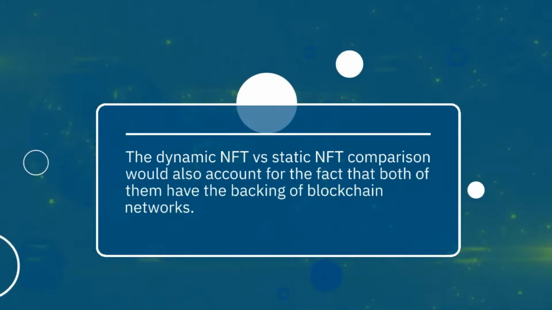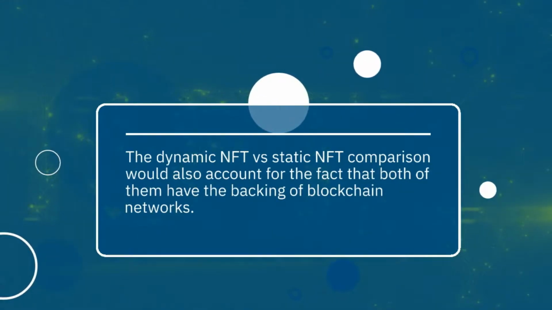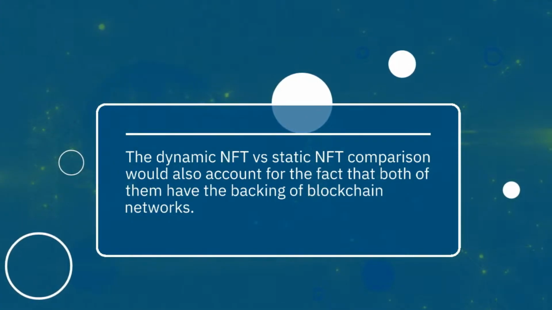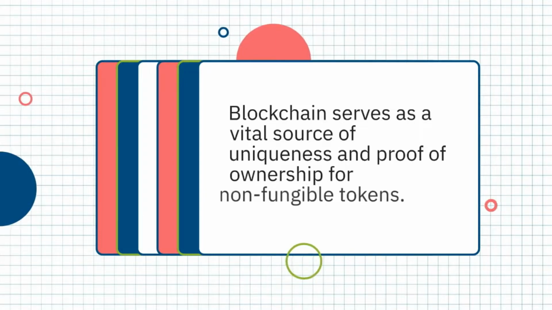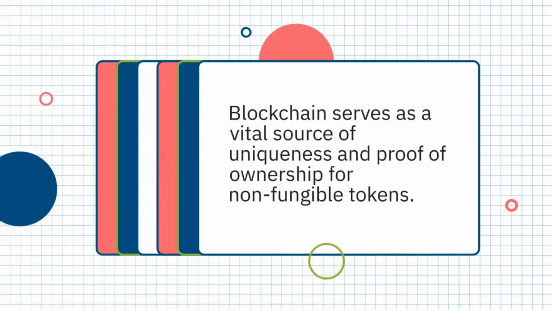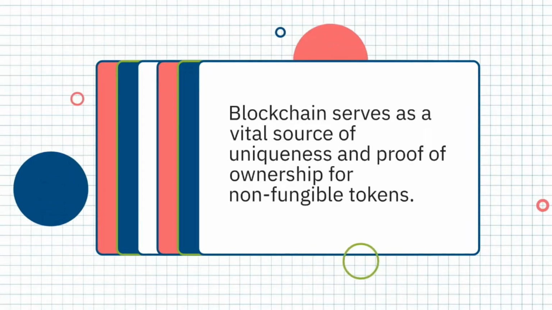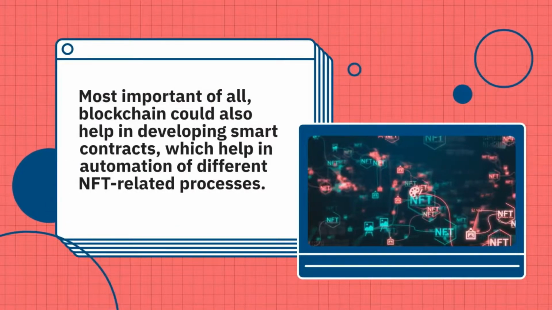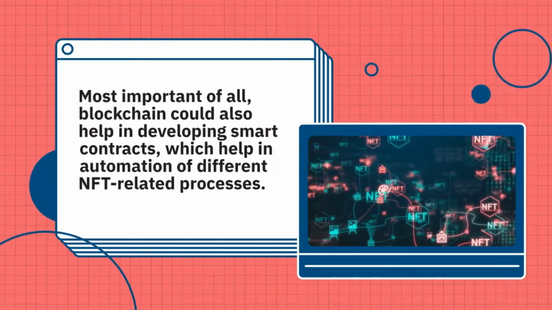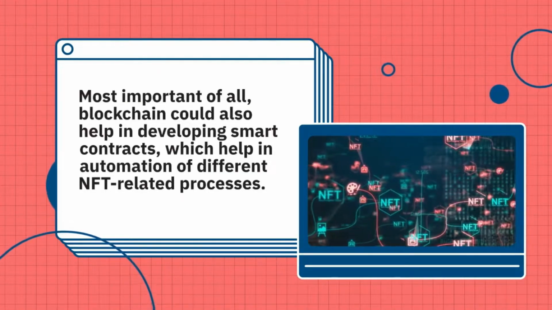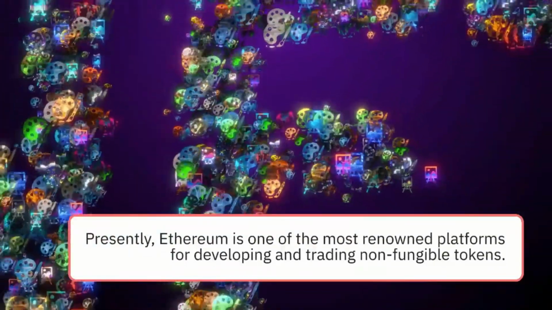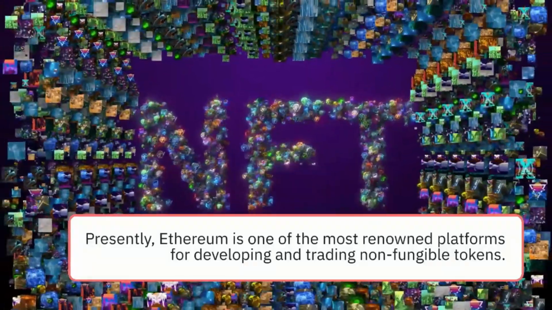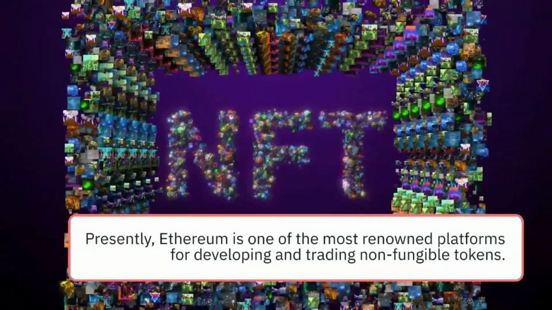The dynamic NFT versus static NFT comparison would also account for the fact that both of them have the backing of blockchain networks. Blockchain serves as a vital source of uniqueness and proof of ownership for non-fungible tokens. Most important of all, blockchain could also help in developing smart contracts, which help in automation of different NFT-related processes. Presently, Ethereum is one of the most renowned platforms for developing and trading non-fungible tokens.